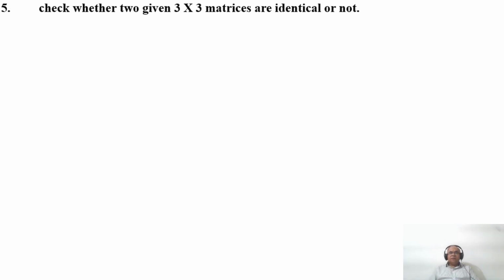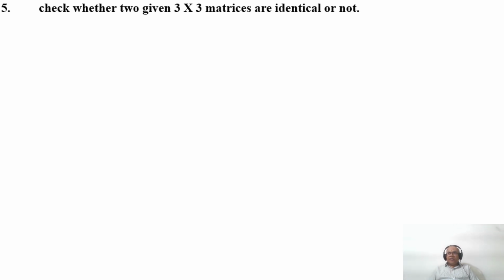Two matrices of 3 by 3 are identical only when, by comparing each row and each element of matrix 1 with each element of the row and column of matrix 2, both are equal. Only then is it called identical. Otherwise, if any one of the rows and columns is not identical, then the entire matrices will not be identical. So this is how we will be able to do that.